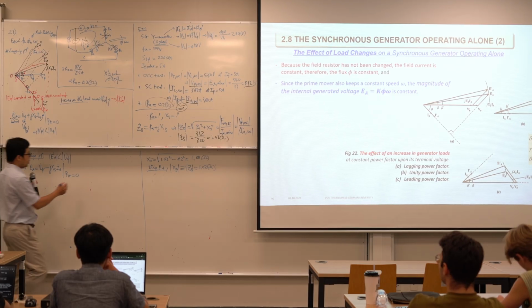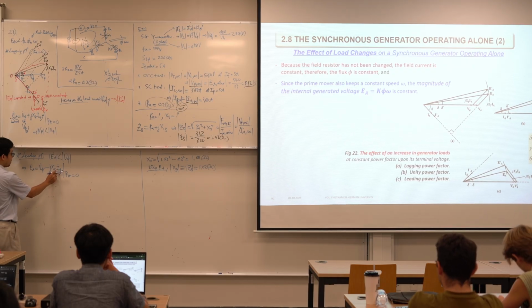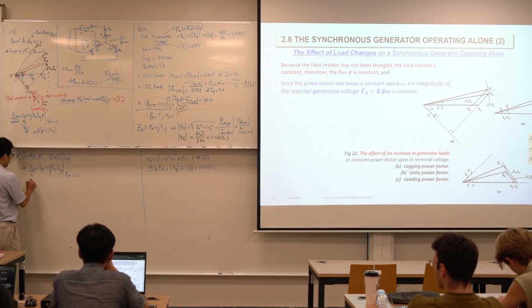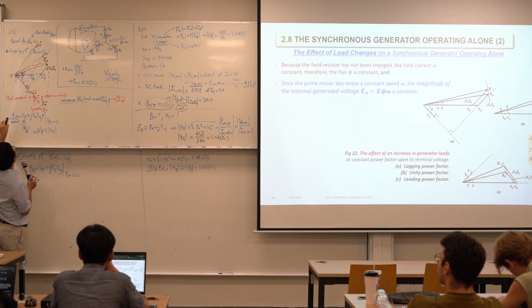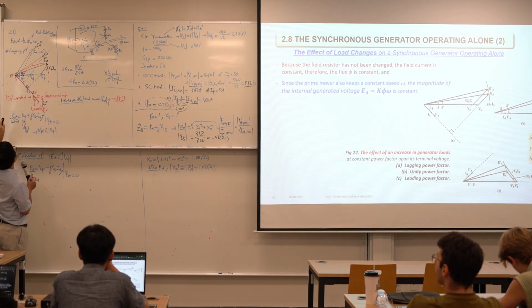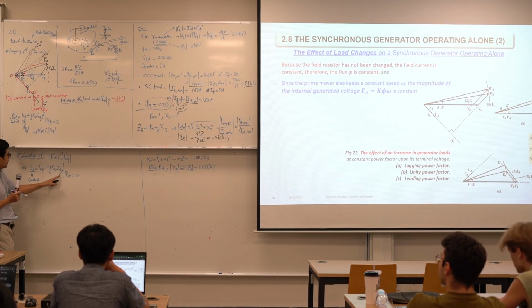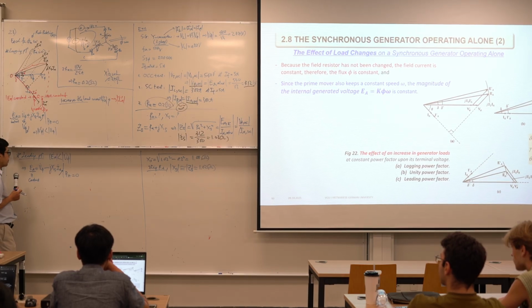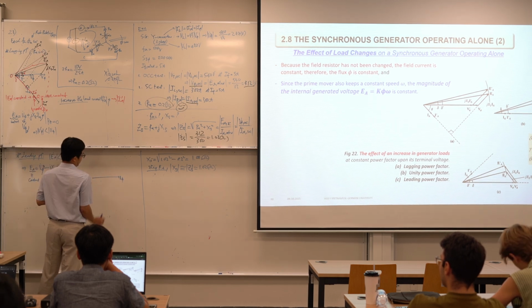Now, we draw. When we increase IA, and EA is also constant because we keep rotor magnetic field and rotor speed. So if this one increases, V phase also increases because EA is constant. You understand? Yes, okay. So here we have V phase.